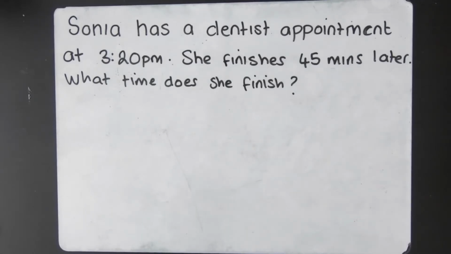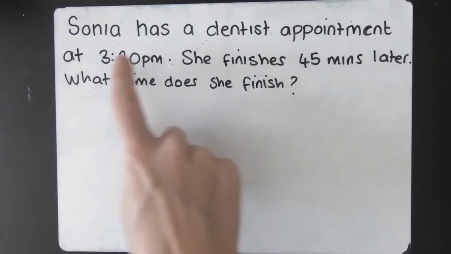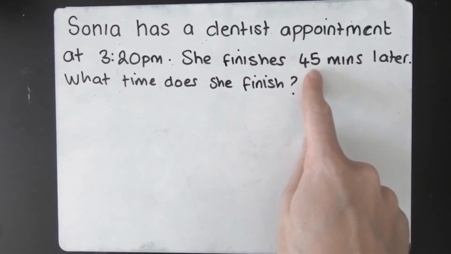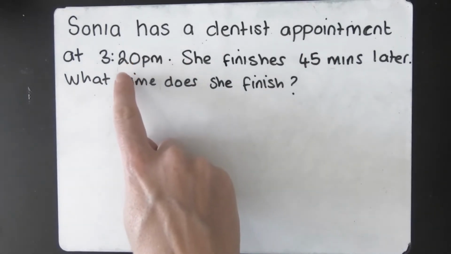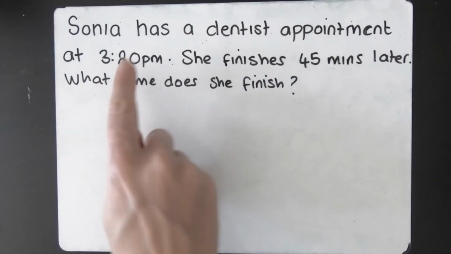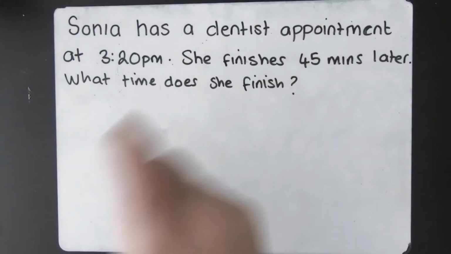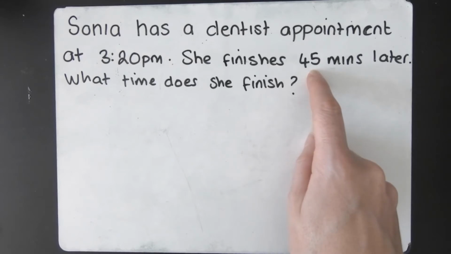How many minutes are in an hour? 60 minutes. Does that help us at all? Have a look. We know it's 3:20 and we have 45 minutes. Can we make a 60 from these two numbers? We can. 40 plus 20 is 60 minutes, so we know we're going to go to the next hour. So 3:20 plus 40 will bring us all the way around to 4 p.m. And then we can just add on our 5 minutes, which will be 4:05. Now that's a nice quick way to do it in your head.